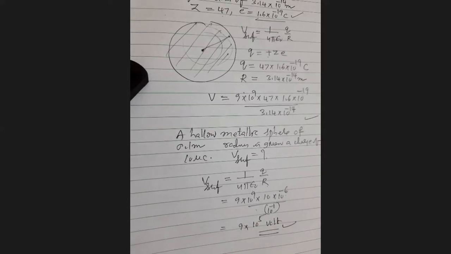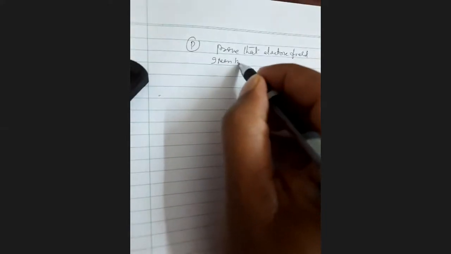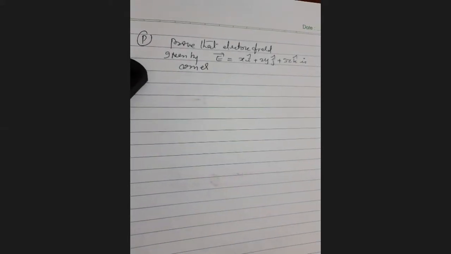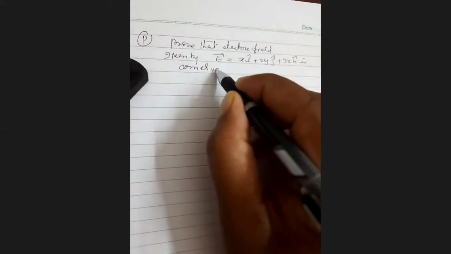Okay, now you see the next problem. Prove that the electric field given by capital E bar equals x i cap plus 2y j cap plus 3z k cap is conservative.